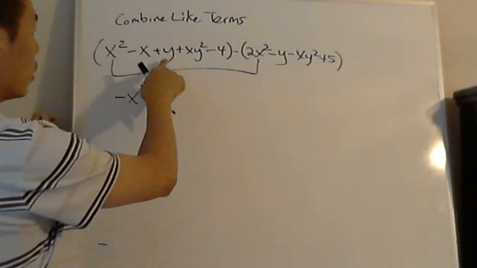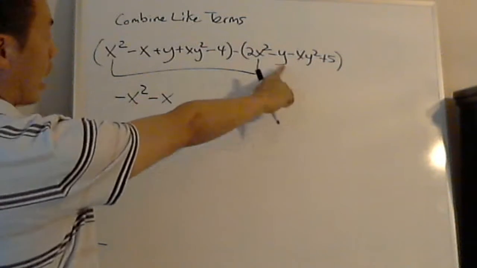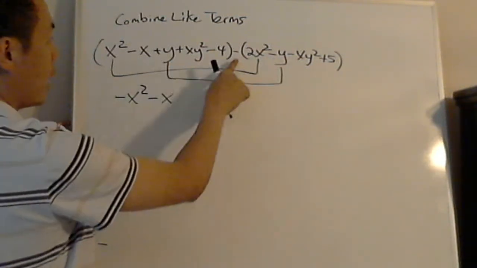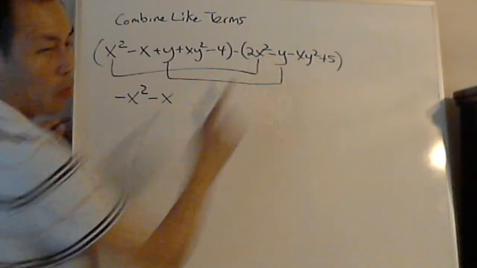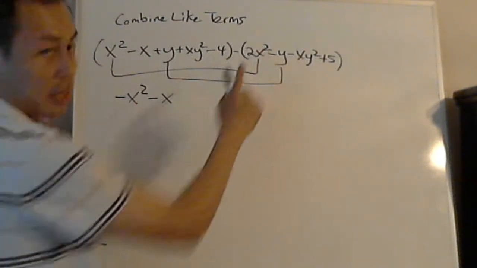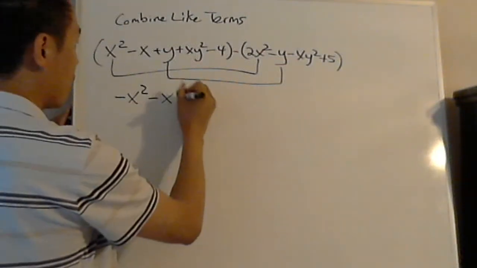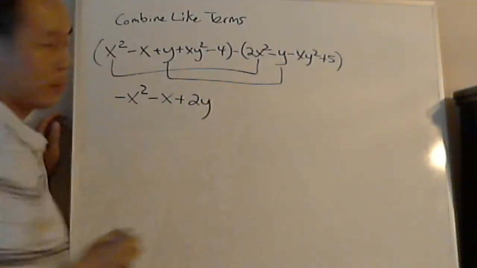And then the next one you do, you see y here. What other y's are here? Right here. So it's y minus a negative y. Minus minus means plus plus. Remember the negative numbers? So that'll be plus 2y.